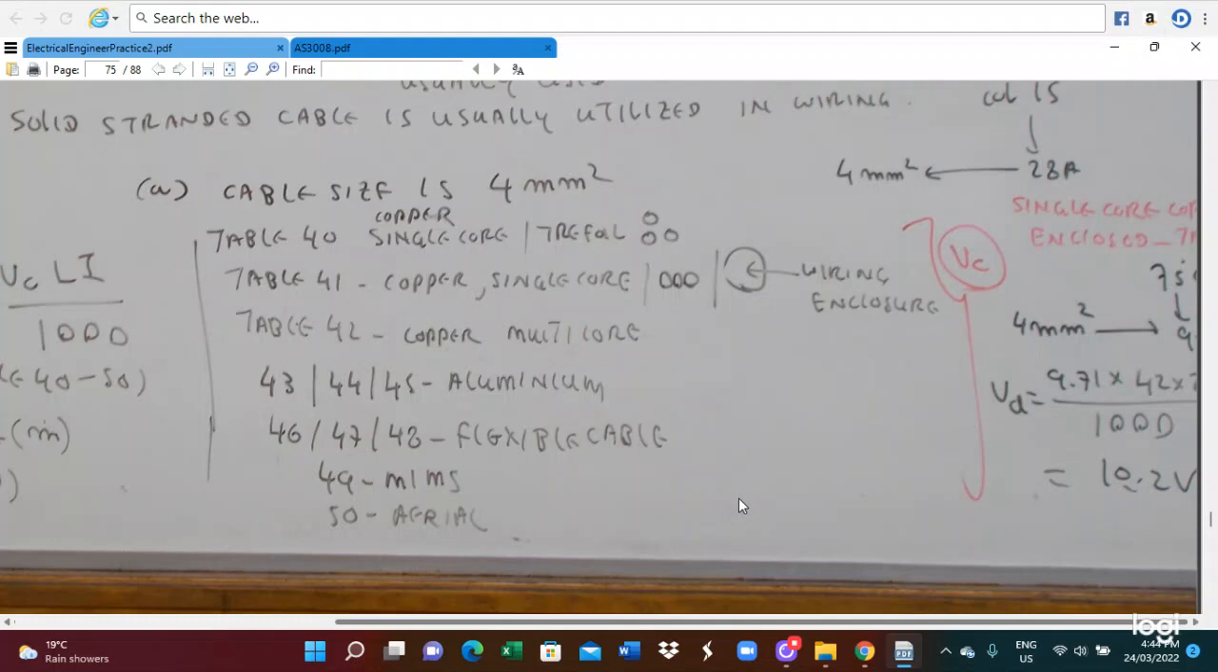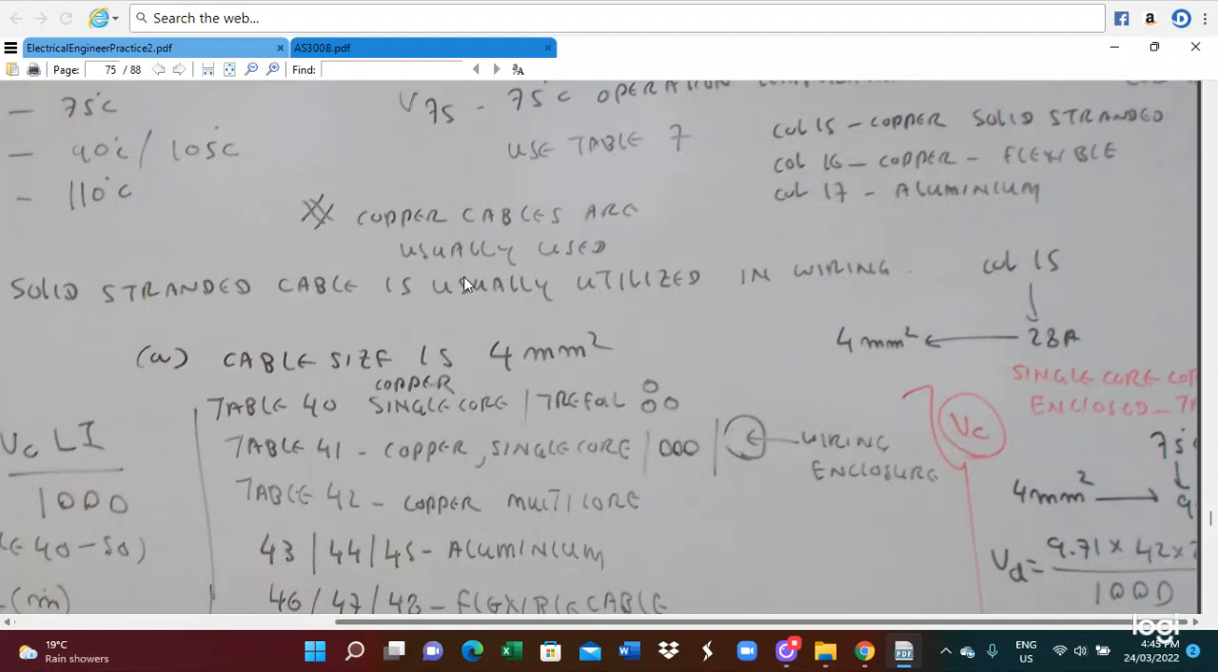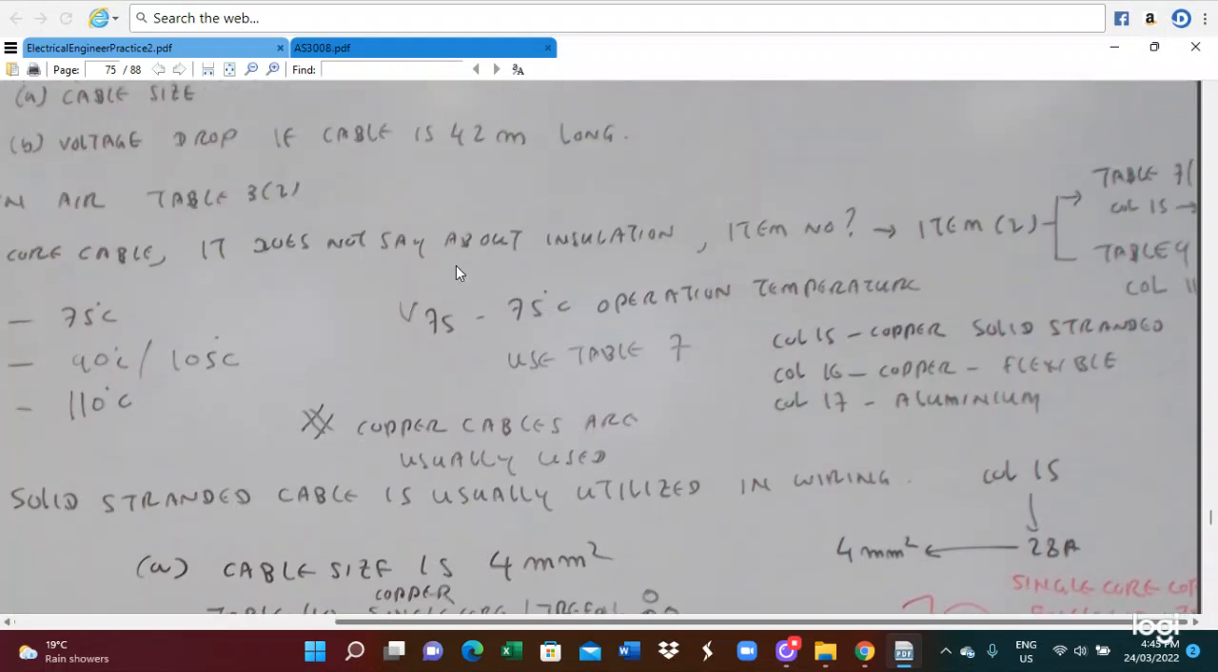So these are the ways. Depending on the kind of installation, you have to select the appropriate table from 40 to 50, depending on your installation. This is how the cables are utilized.